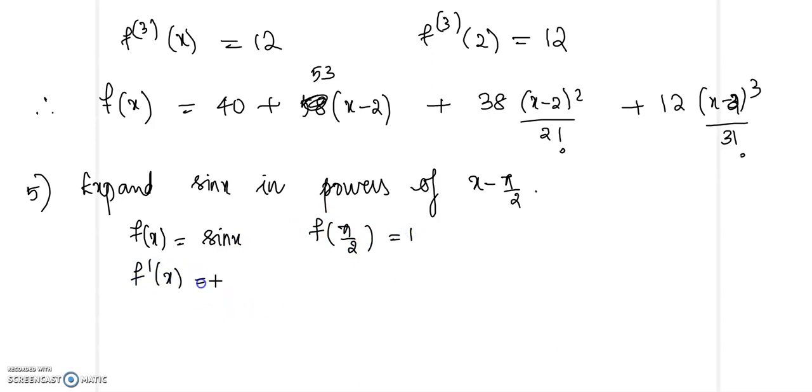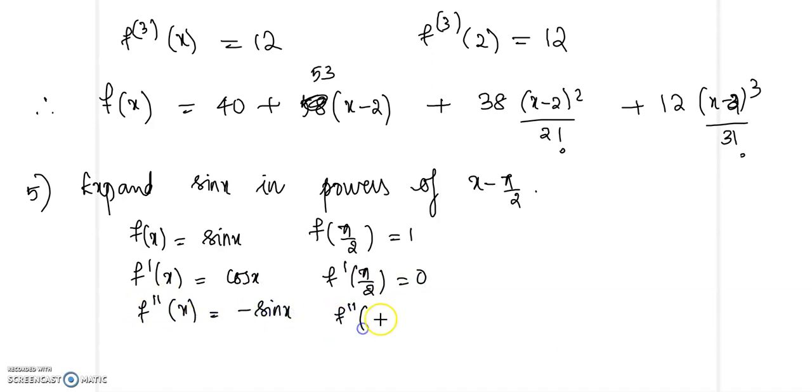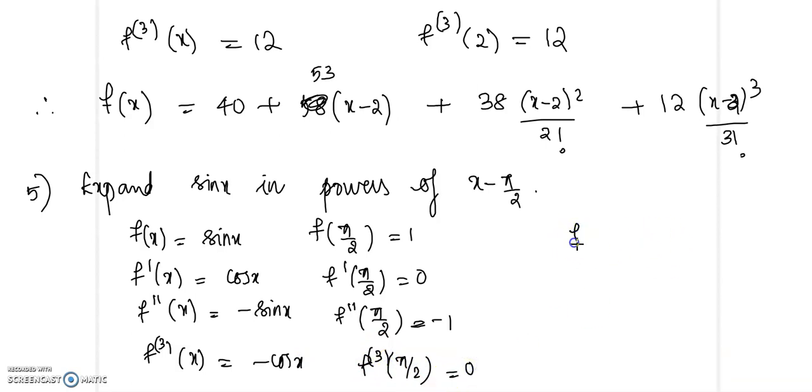So f dash of x is cos x. f dash of pi by 2 is going to be 0. f double dash of x is minus sin x. So f double dash of pi by 2 will be minus 1. Then f3 of x is minus cos x. So f3 of pi by 2 will be 0. And f4 of x is again sin x. So f4 of pi by 2 will be equal to 1. Now that will keep on repeating. So that is the sequence of values.